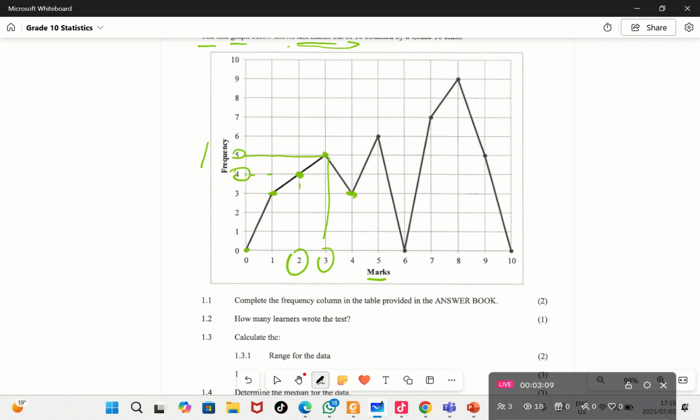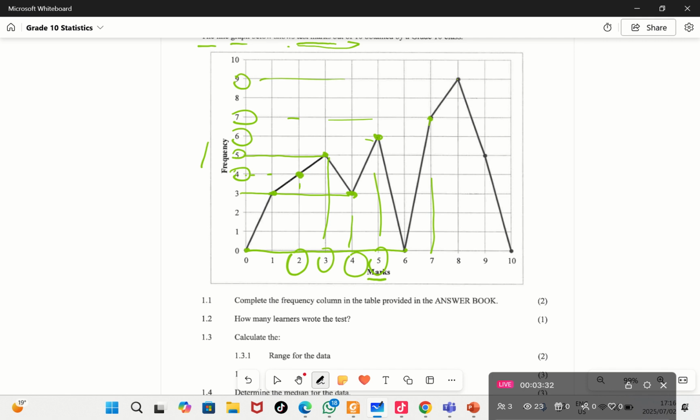This point there tells us that 5 people got a mark of 3 in this class. This point says 3 people got a mark of 4 out of 10 in this class. This point, 6 people got a mark of 5 out of 10 in the class. And then this point tells us no one got a mark of 6 in the class because the frequency is 0. This point tells us that 7 people got a mark of 7 in the class.